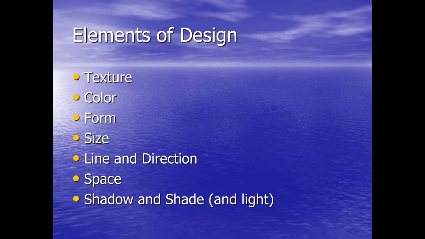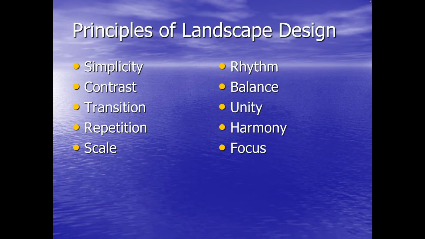So everything in our landscape has a texture, has a color, has form, has size, can provide line and direction, takes up space, and creates shadows and shades and works with various parts of light. So everything, the house, the chain link fence, the plants, the sidewalk, all of those things go into this part of the design. So this is kind of how we're going to break these parts up.